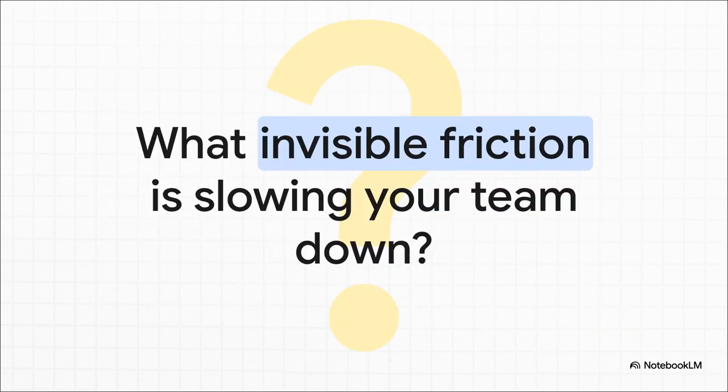So, I'll leave you with this question to think about. What invisible friction, what hidden bottlenecks or unseen rework loops or silent workload imbalances is holding your team back right now? Because with the right lens, you can finally make all of that friction visible. And once you can see it, you can start to fix it.